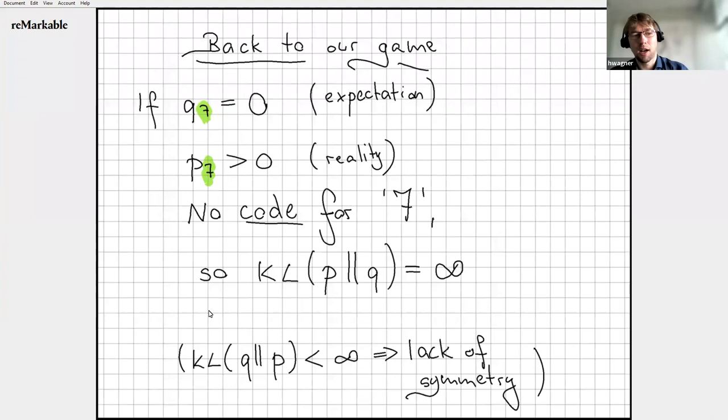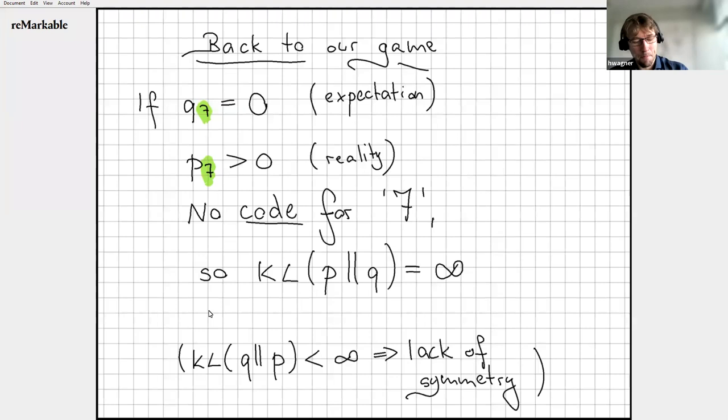Because there is no message of finite length which would allow us to encode the information about sevens, because we're completely unaware that something like a seven exists. So we're completely unprepared. In particular, we did not have any code for this, because we just didn't know about the existence of sevens.